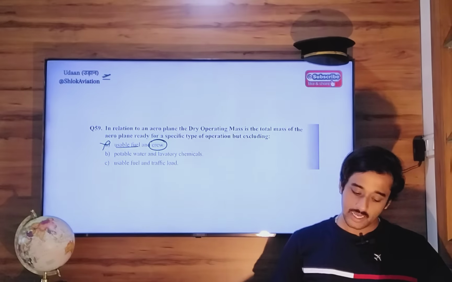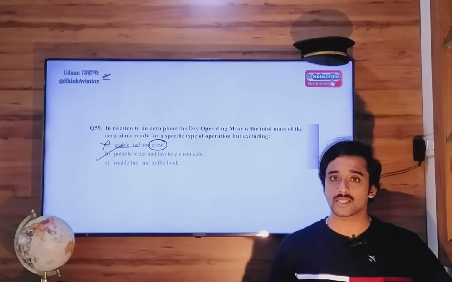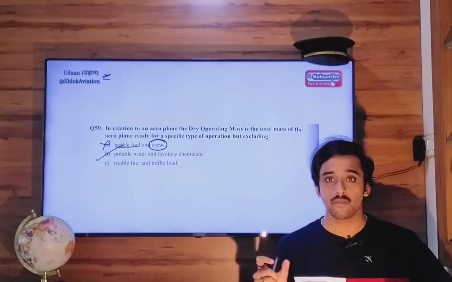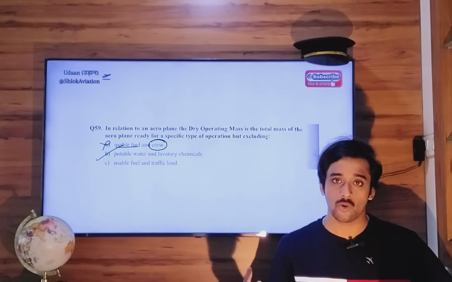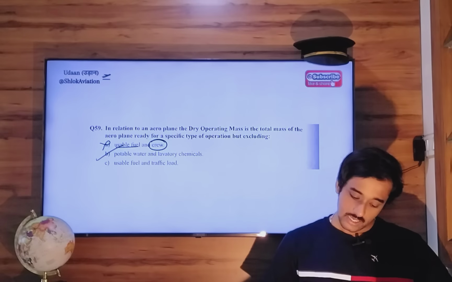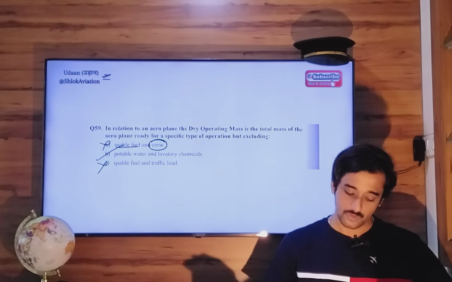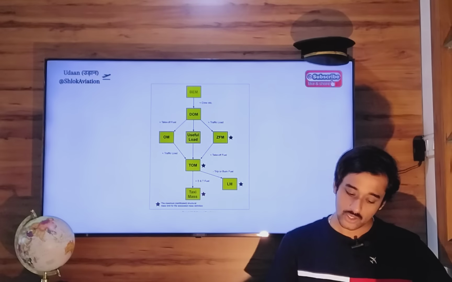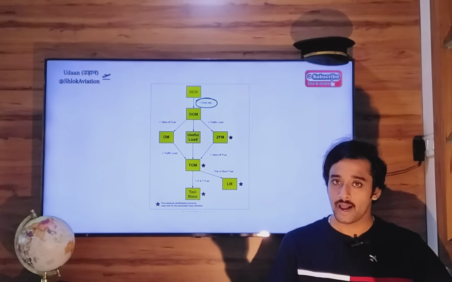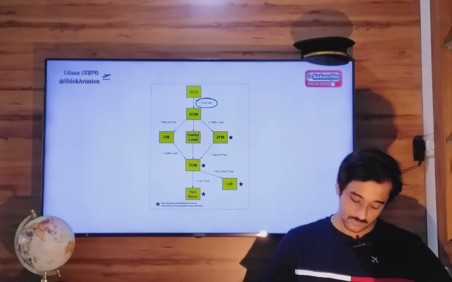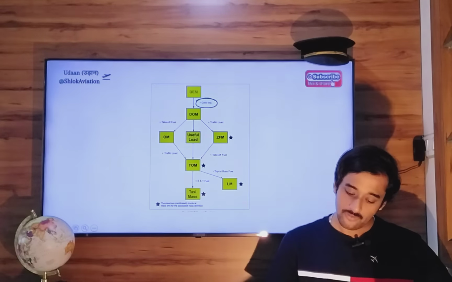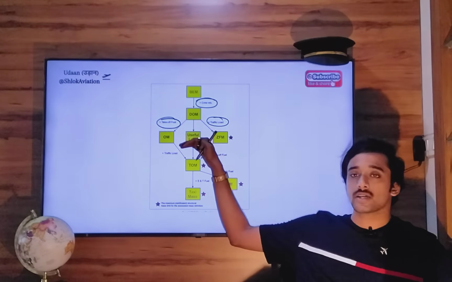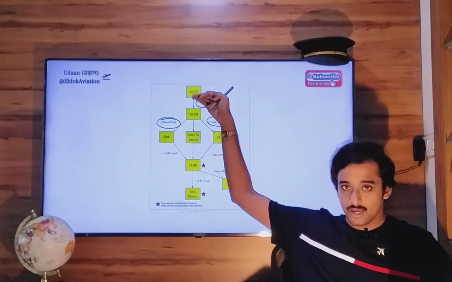Potable water, lavatory chemicals, yes. So DOM is nothing but variable loads plus basic empty mass. These variable loads are crew, baggage, water, food, chemicals. Usable fuel and traffic load, no. So statement Bravo, or option Bravo, is the right one. DOM is nothing but crew, baggage, water, food, etc. Traffic load and takeoff fuel are added after dry operating mass, not before it. Okay, so after.